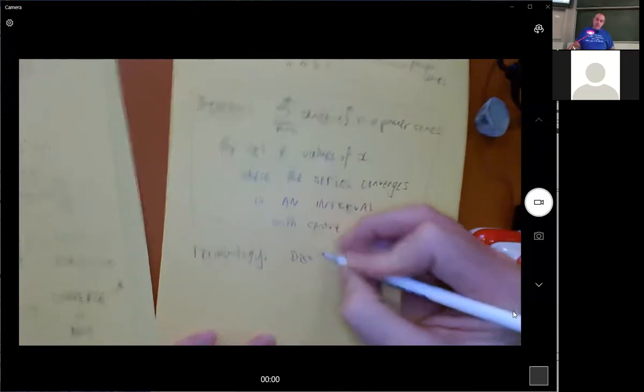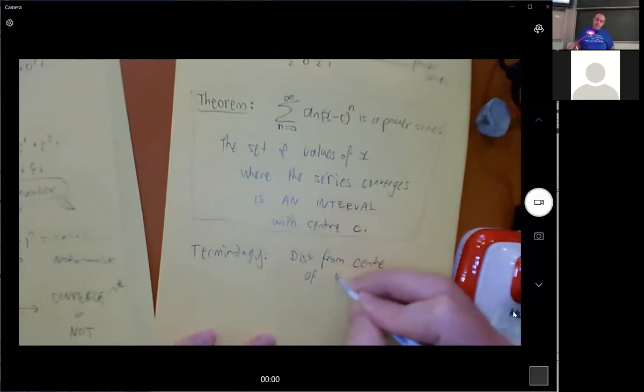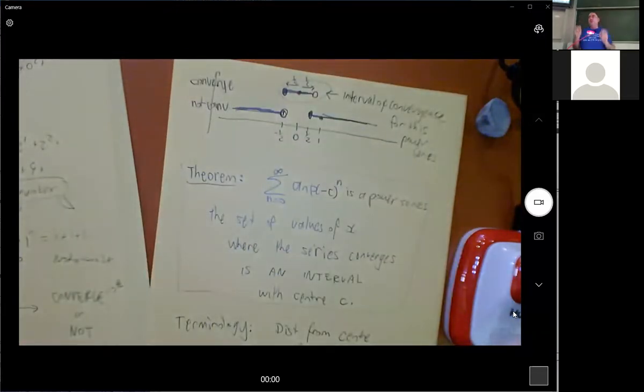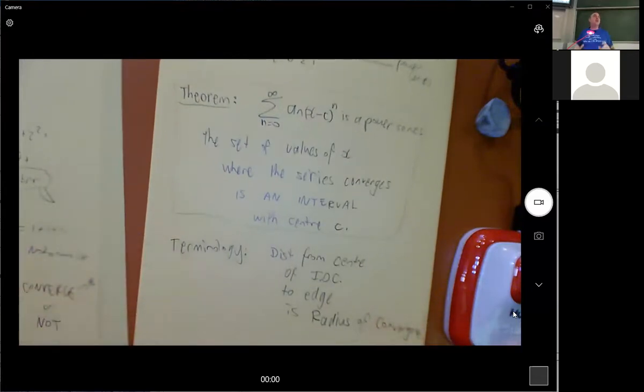the distance from center of the interval of convergence to the edge is the radius of convergence. It's called a radius because it's the distance from the center to the edge. That's what it is for a circle. I guess you could say that the whole width of this would be the diameter of convergence if you wanted. It's not like a thing. We don't have that terminology, but that's what it would be called.